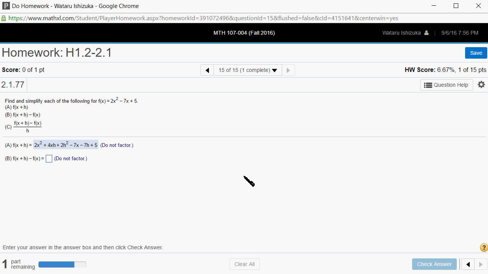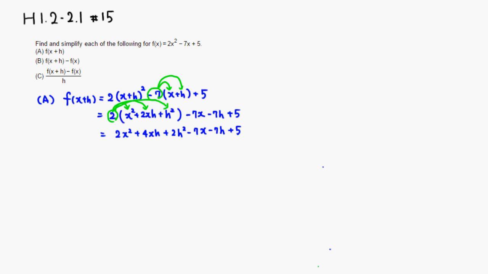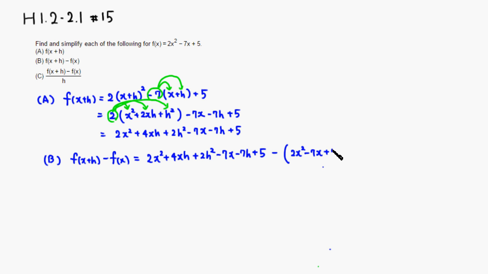Then we're going to do f of x plus h minus f of x. So we already did the first part, so this is part B. We have f of x plus h minus f of x. So f of x plus h is 2x squared plus 4xh plus 2h squared minus 7x minus 7h minus 5, I'm just copying. Then we're subtracting f of x, so it's going to be minus, right? You have 2x squared minus 7x minus 5.